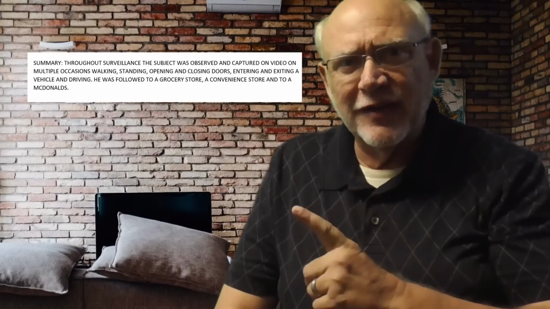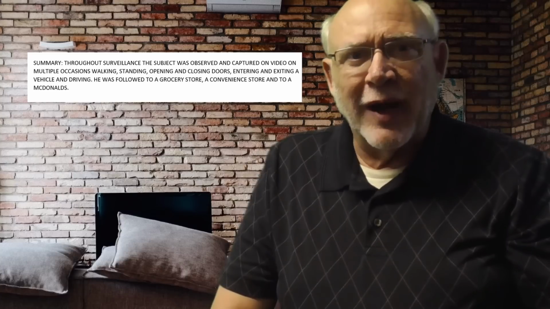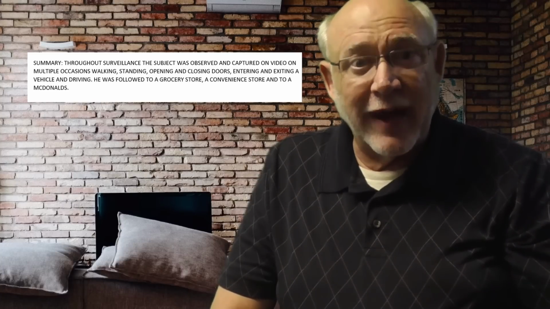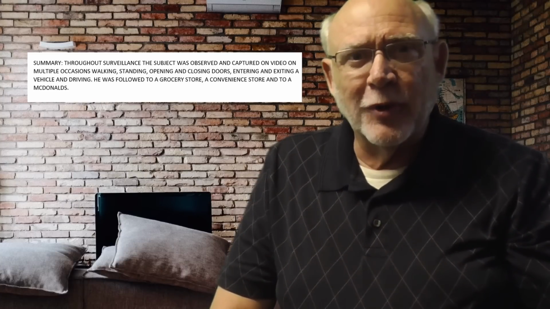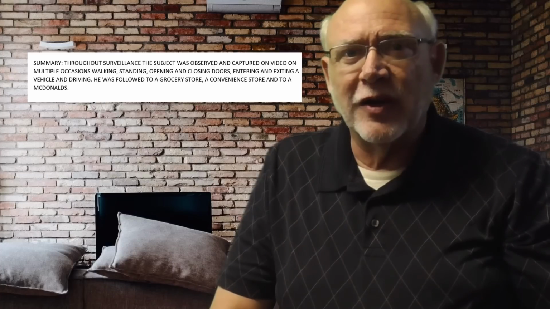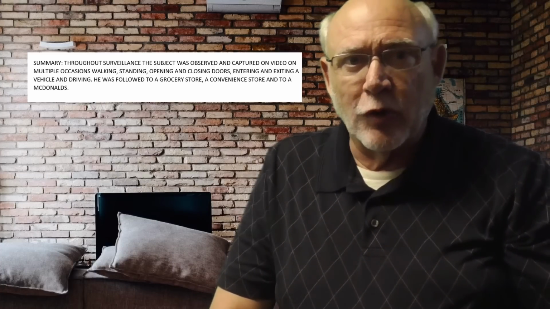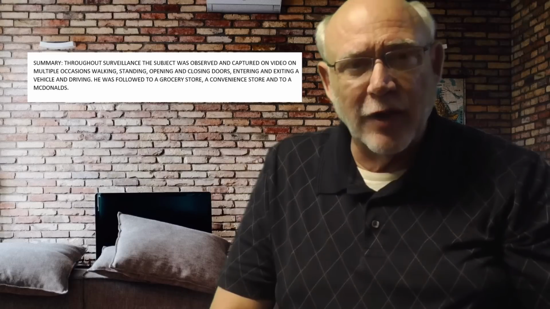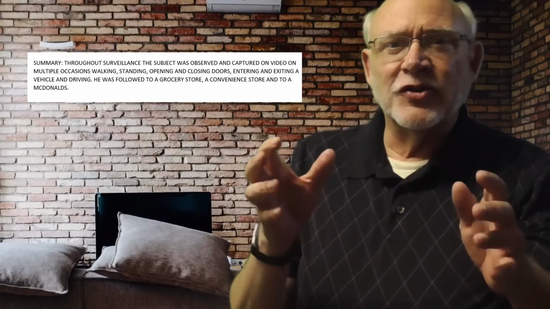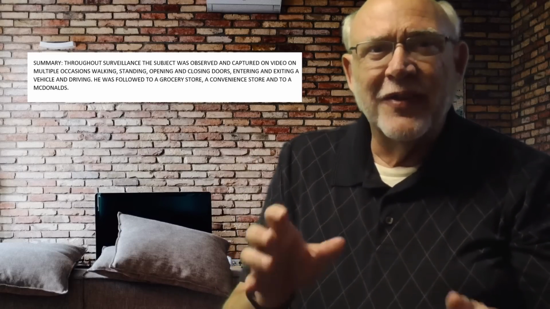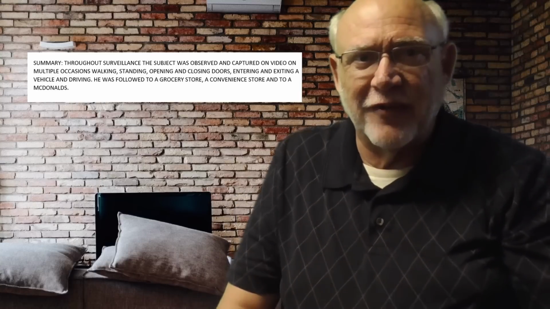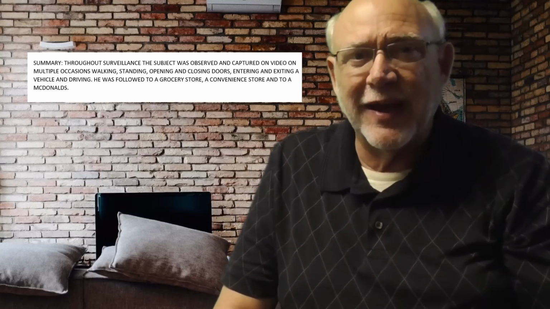A more detailed summary might look something like this one. Summary: throughout surveillance, the subject was observed and captured on video on multiple occasions, walking, standing, opening and closing doors, entering and exiting a vehicle, and driving. He was followed to a grocery store, a convenience store, and to a McDonald's. This tells your client, hey, there's some potentially good stuff that you need to know about, so read on and watch the video. After the summary is the actual timeline entries.